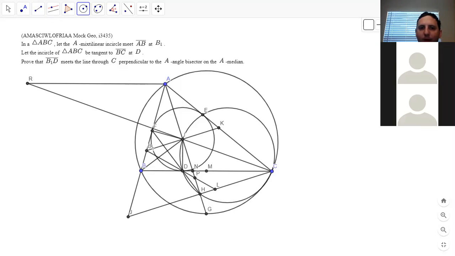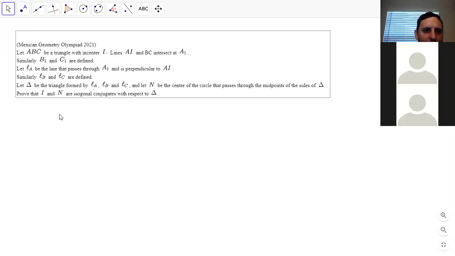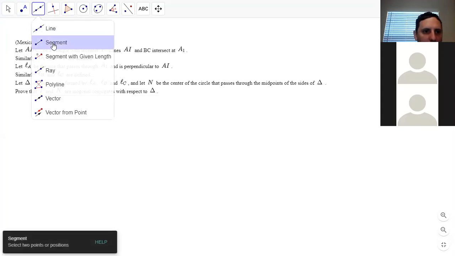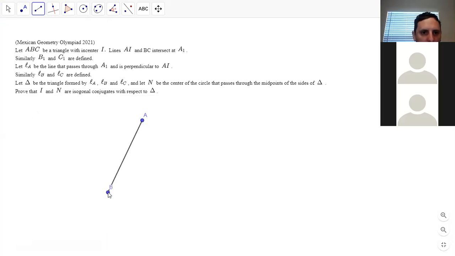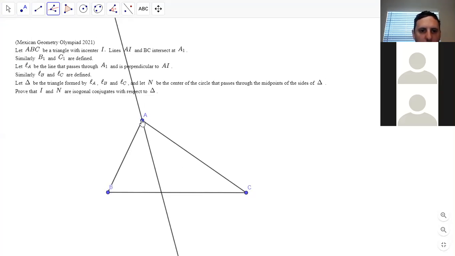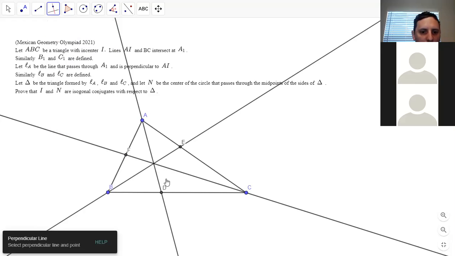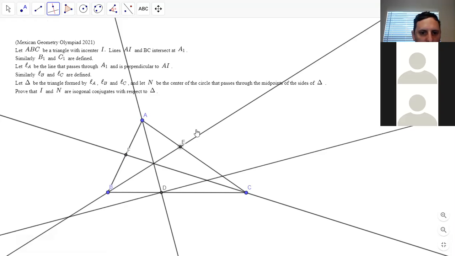There's this one problem I wanted to do using isogonal conjugates. This one looks cool. So we have a triangle with incenter I. Basically we draw the angle bisectors, I'm not going to draw the incircle. Then we draw the perpendiculars to each side at the foot of those angle bisectors. That gives us a new triangle, with this line, this line, and this one.